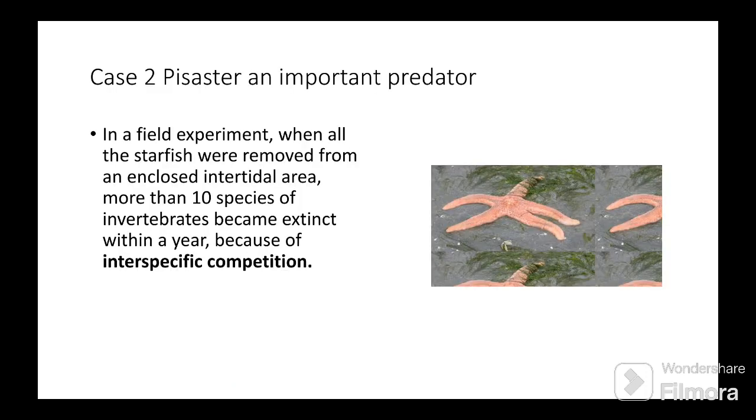Coming to the second case, the Pisaster, an important predator. In a field experiment, when all the starfish were removed from an enclosed area, more than 10 species of invertebrates became extinct. The reason why they became extinct was interspecific competition. So this explains the third point, that predators also help in maintaining the species diversity in a community by reducing the intensity of interspecific competition.